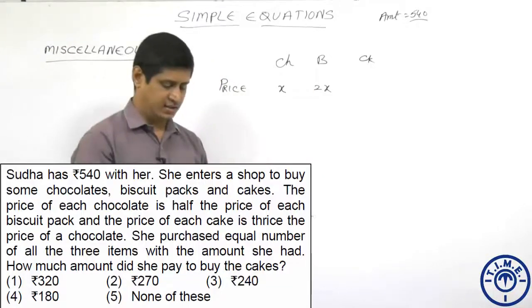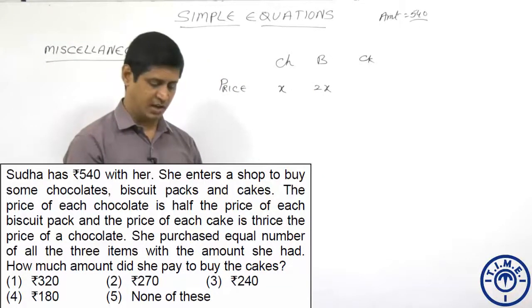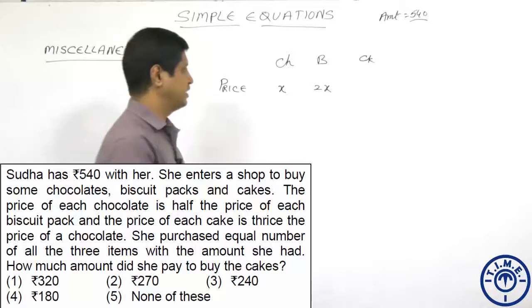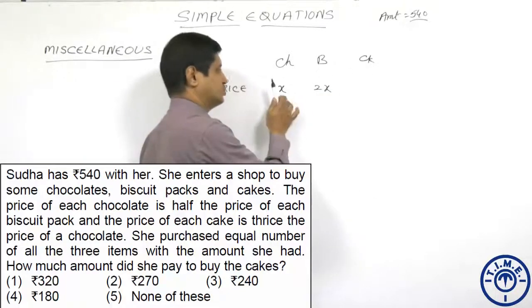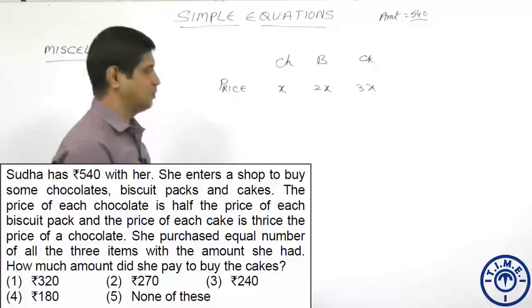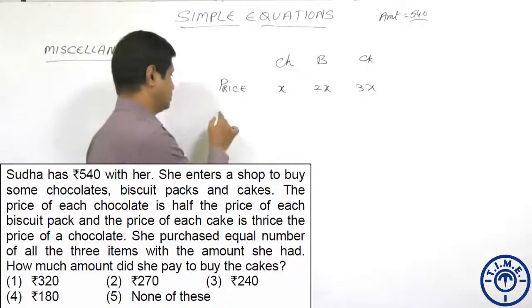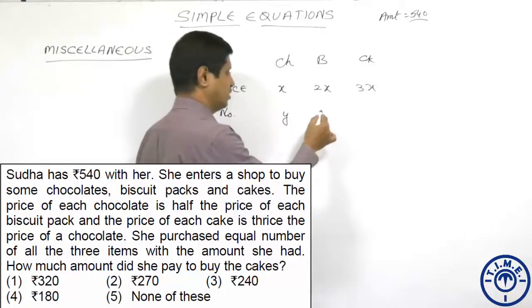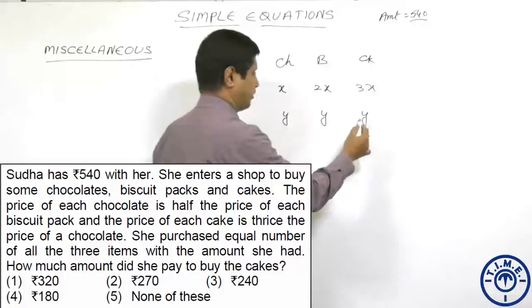Then what is the next condition? The price of each cake is thrice the price of chocolate. Now, what is the cake value? 3 times the chocolate, so 3x. What about the number of items? The number of items is equal, so let us take y as the number.